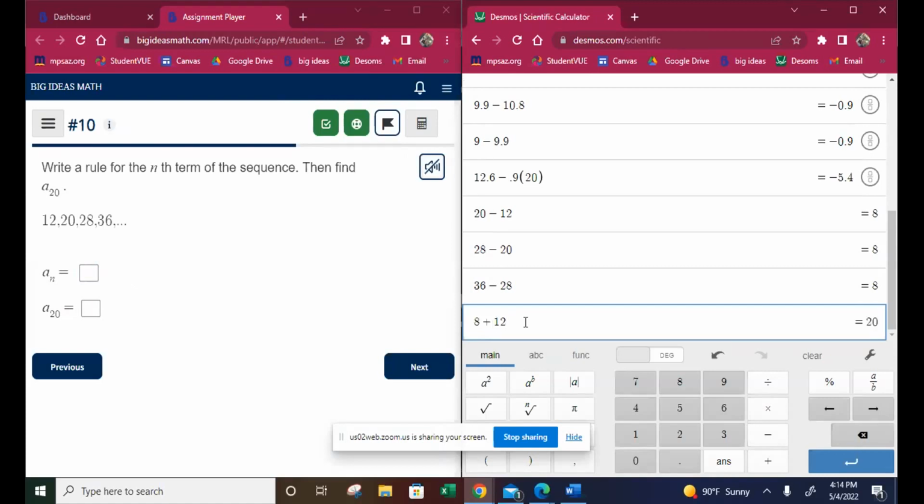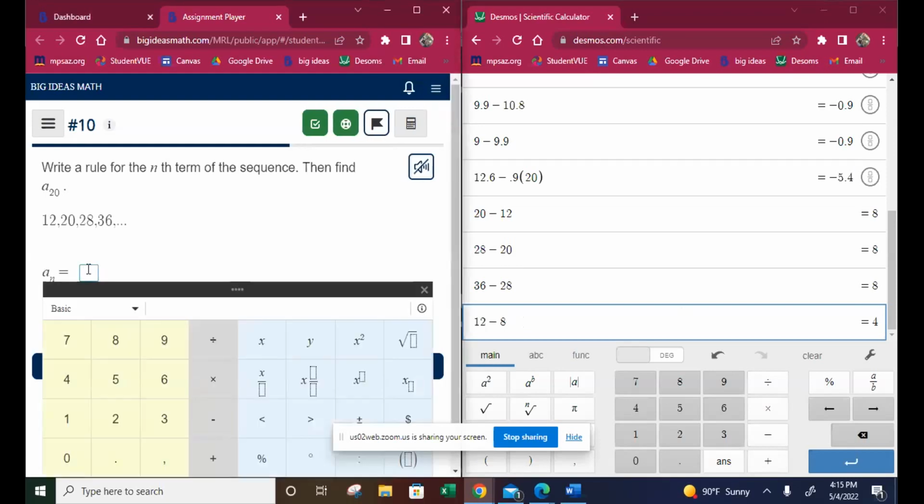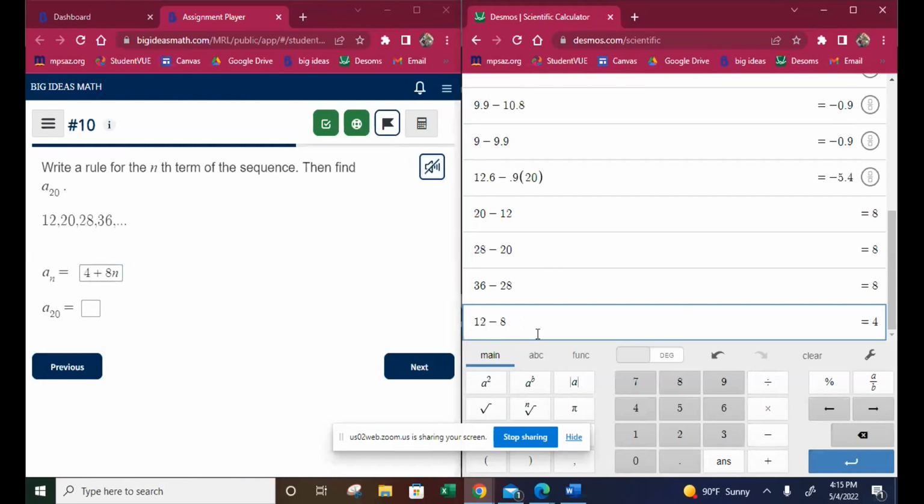It's kind of like going backwards. It's okay, it's good to think through it. Now, the ordering of what you've got isn't quite right. There it is. Yes. So you're going to put 4 in that box plus 8n. Exactly. And then to find the 20th term, you use that formula and you put 20 in for n. Perfect.